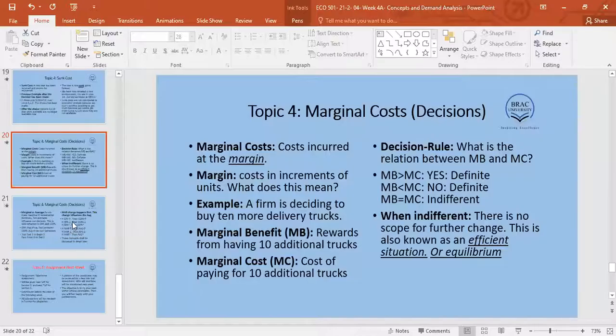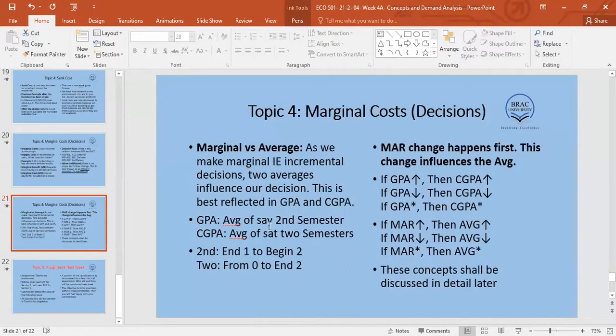So when we make calculations in economics, marginal change is basically a change of second or third. Over here we've done second. That means end of 1 to beginning of 2. But once we finish the second semester, we can then calculate a CGPA from 0 to the end of 2. So if GPA is increasing, then definitely CGPA must be increasing. We all agree to this, right?